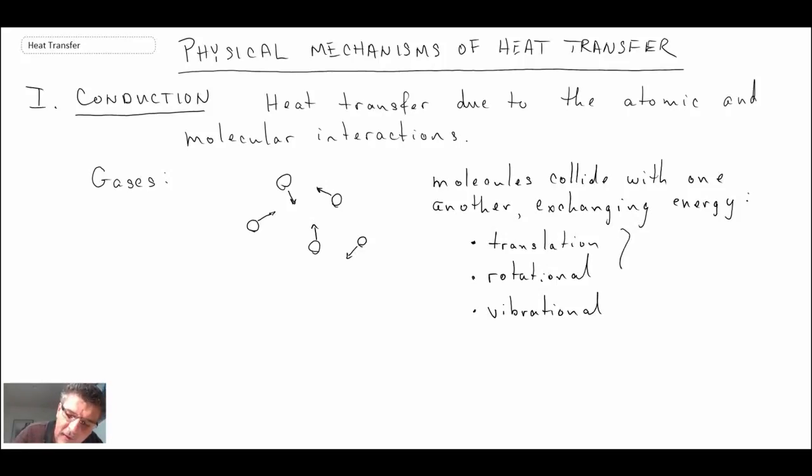And this is all covered in the area referred to as the kinetic theory of gases. Through this theory, you can construct models and predict some of the basic properties of gases. And so that is how we can have conduction in gases. Now, moving on to liquids.